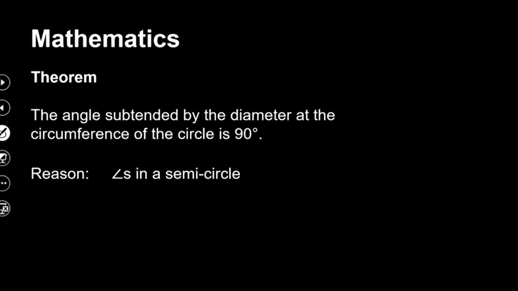Now, the angle subtended by the diameter at the circumference of the circle is 90 degrees. We normally say one angle in a semicircle, right? So this will be an angle in a semicircle.